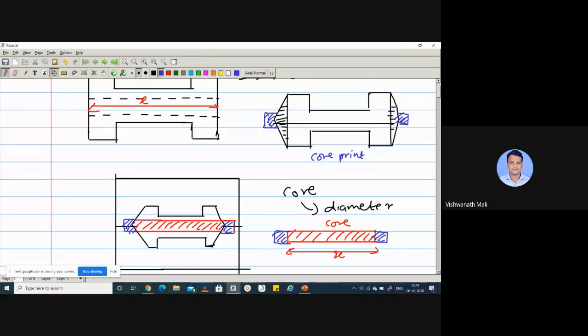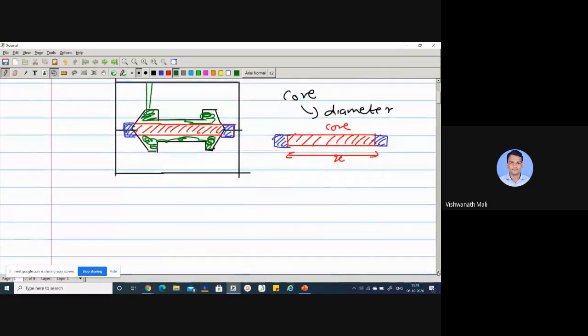So this blue part will get accommodated into this extra area, that is the core print area. And that is how we support that core. After placing the core, what we do? We go for pouring the molten metal. Once we pour the molten metal, it will get filled into the mold cavity, and once it is filled, we remove that part from our casting.